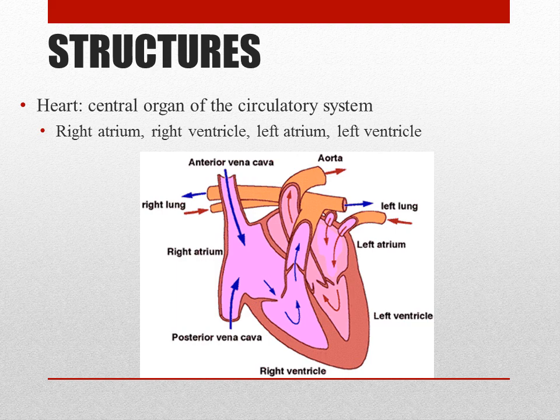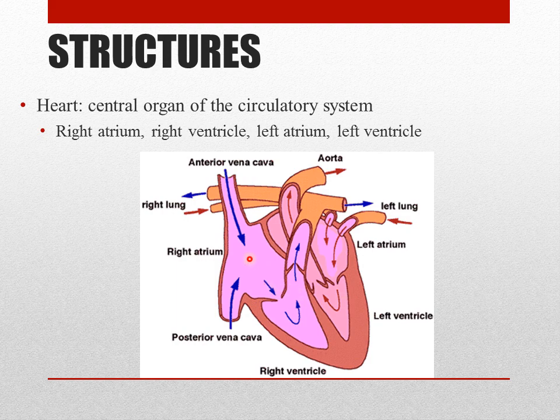Let's go through the structures of the circulatory system. First, the central organ, the most important one, is the heart. And here is a diagram of a heart. Remember that there are how many chambers in a human heart? We're mammals, right? So there are 4 chambers. You knew that, right? And the 4 chambers you can see on this diagram. There are 2 little ones toward the top, then 2 bigger ones toward the bottom.